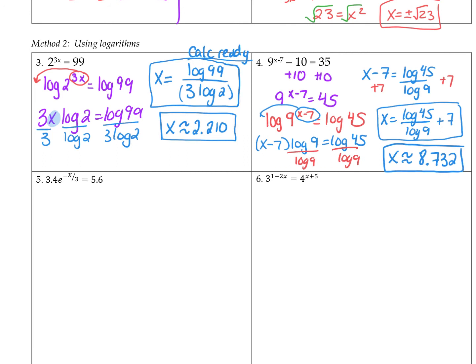All right, in number 5, I want to get this e part alone because I want to get that exponent alone. Anytime I have e, I know that I'm going to use my natural log. So first things first, I'm going to get rid of this 3.4 in front. Since it's multiplied by e, I'm going to divide it to the other side. So it'll leave me with e to the negative x over 3 power.